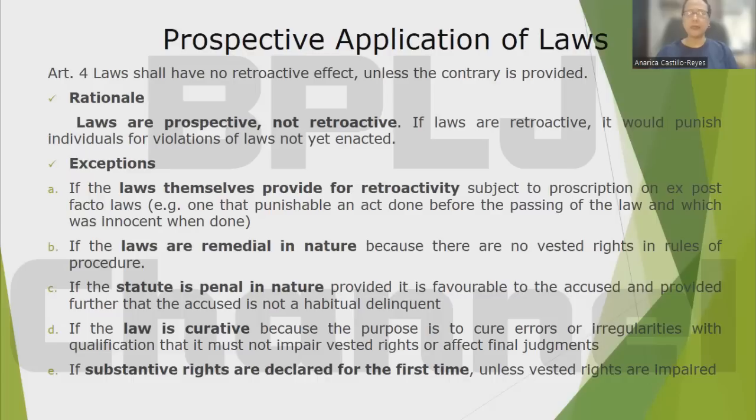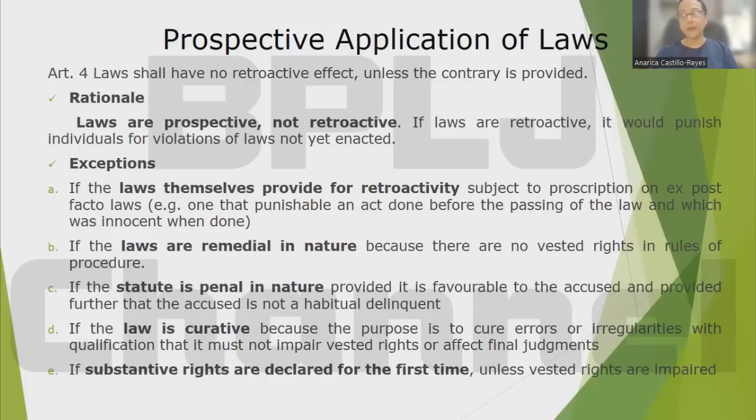Why is it that laws are prospective and not retroactive? If the laws are retroactive, it would punish individuals for violations of laws not yet enacted. So it would be at the height of injustice to punish someone for an act which is not yet criminal at the time when the same was committed. Okay?